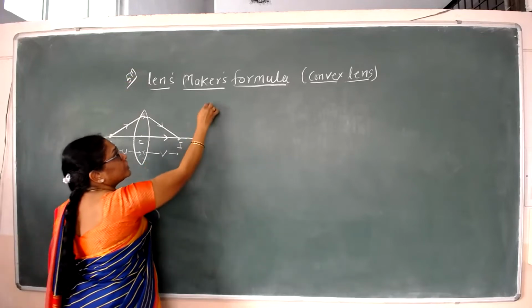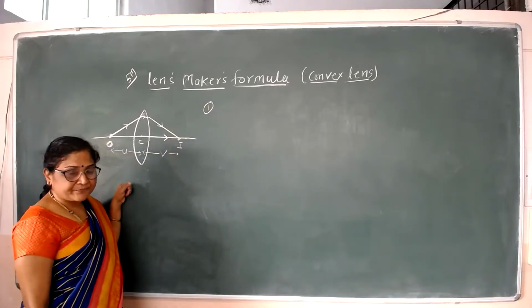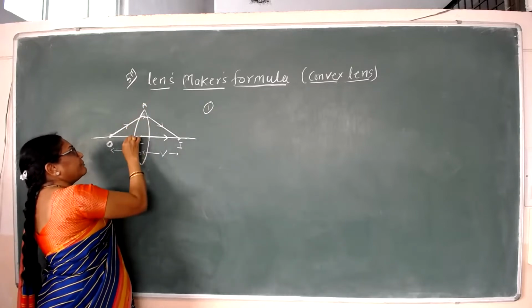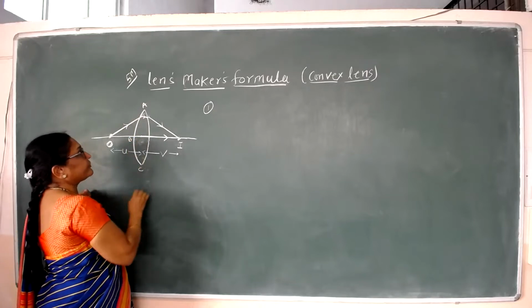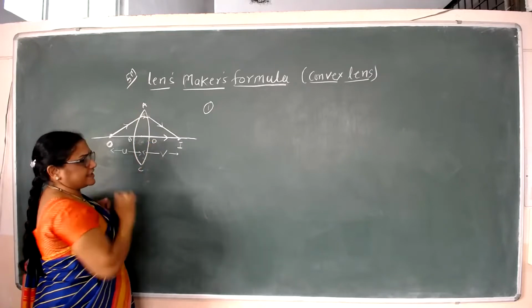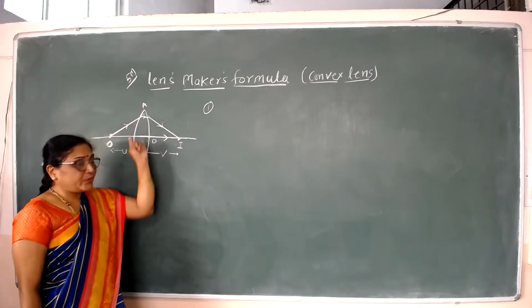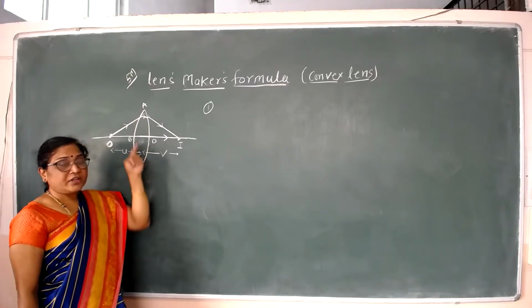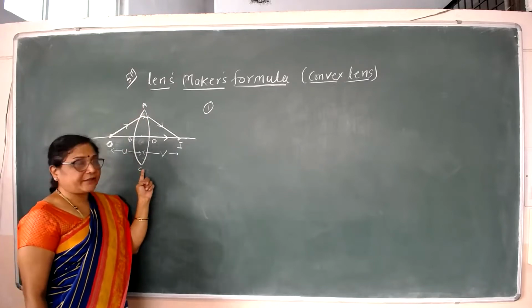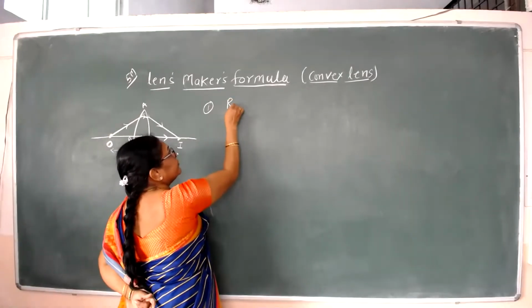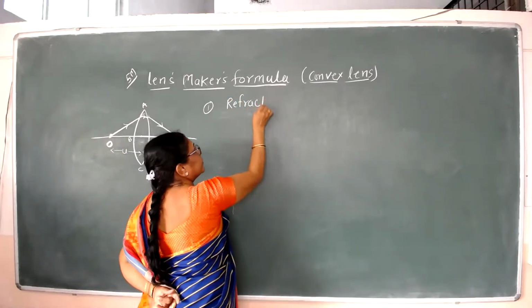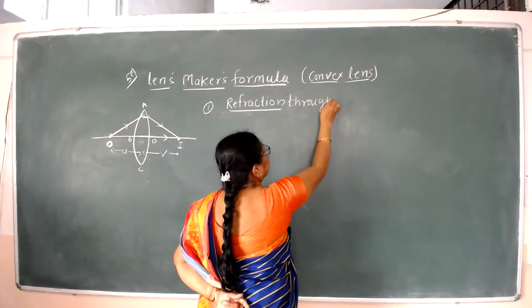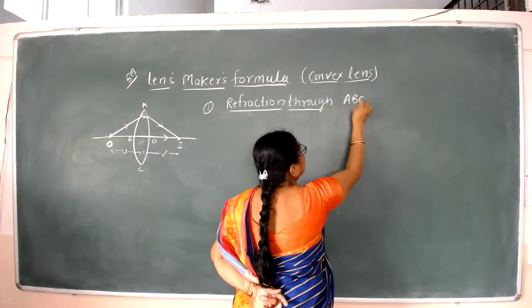Then first we study the refraction through the first surface. Means there are two surfaces. Suppose these two surfaces are A, B, C and A, D, C. So there are two refractions that take place, and the final image is got. Then first study the refraction through the surface A, B, C. First we study refraction through the first surface A, B, C.